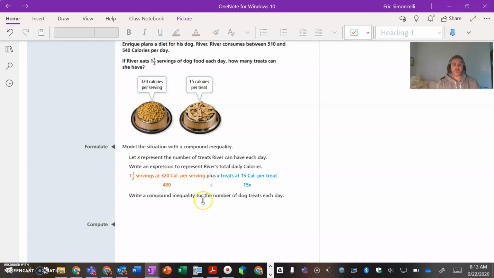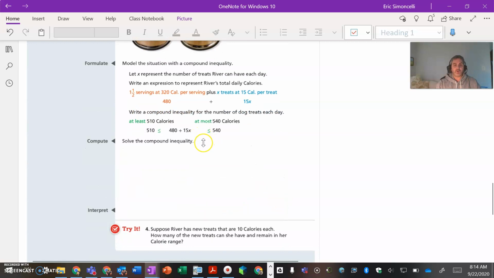We're going to write a compound inequality for the number of dog treats each day. Because you need at least 510 calories and at most 540 calories, we're going to set up a compound inequality that is an "and" statement. It almost looks like an "and" statement, but not quite yet. We are combining two inequalities. So let's put it all together: 510 is less than or equal to 480 plus 15x, again from up above, which is less than or equal to 540.